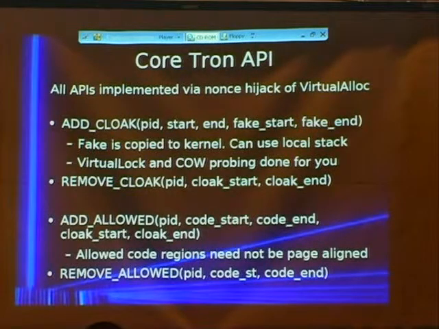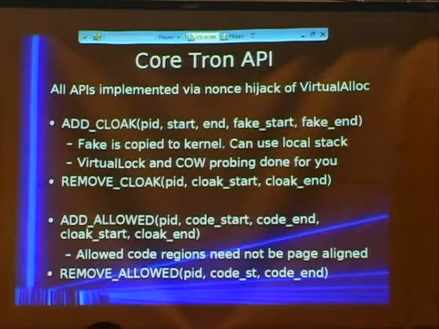And the APIs are as follows. You have an add cloak, which basically sets up a cloak at range from start to end, backed or faked by this start to end range here. And you can do this out of process. The fake memory is actually copied into the kernel and allocated in the target process, so you can use your local stack, you can use heap and free it, it doesn't matter. All the virtual locking and the copy on write elimination are done for this API. I should also note that start and end probably should be page aligned just to keep yourself sane, but the kernel will page align these for you. Then you also have remove cloak, which removes your cloak, eliminates any associated permissions that you set up below from that thing, and deallocates any injected memory as well.